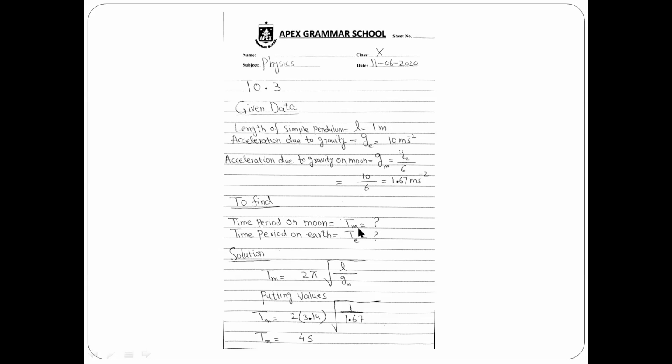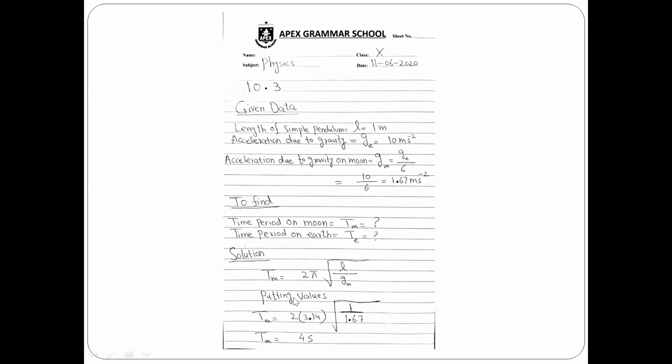In this numerical, we are going to find the time period on the moon. Since we want to find the time period on the moon, I am placing m as a subscript. For the time period on Earth, I place a small e as a subscript. So Te and Tm, this we need to find out. The formula will be the same as we discussed in numerical 10.1 and 10.2. Only the subscripts are replaced: Tm means time period of the moon and gm means acceleration due to gravity on the moon.